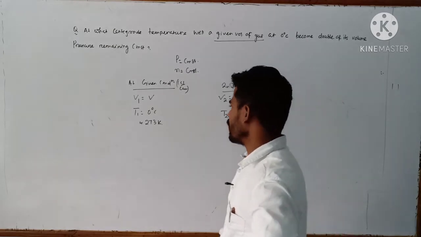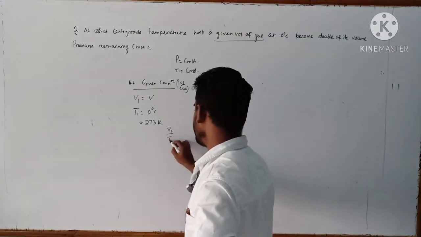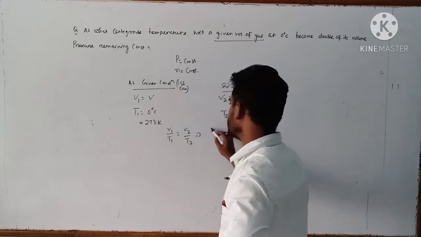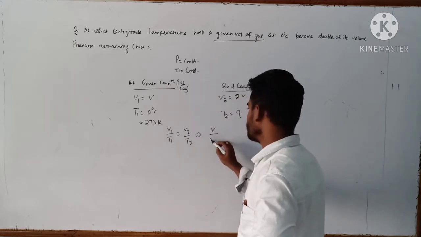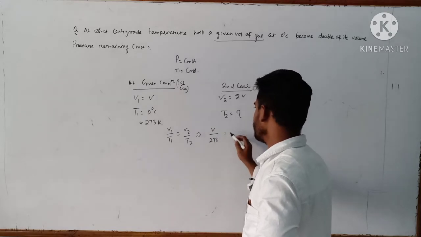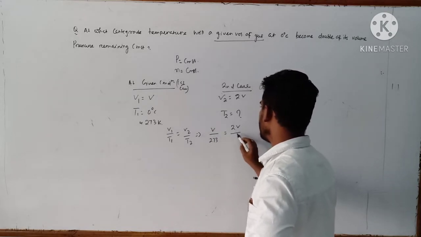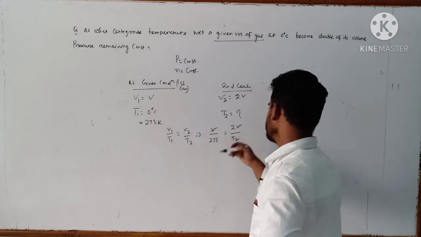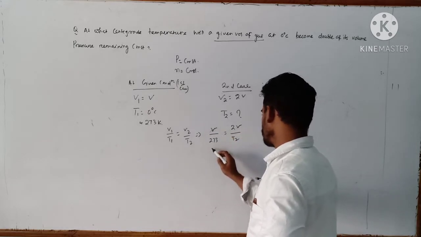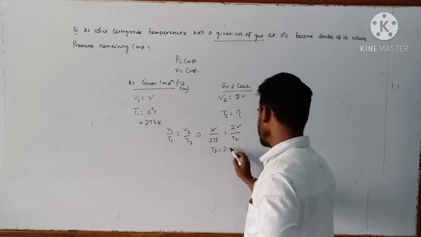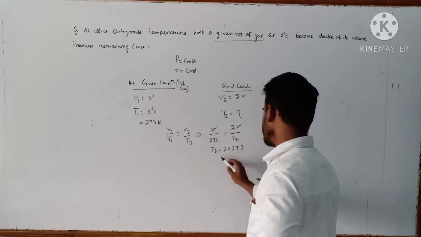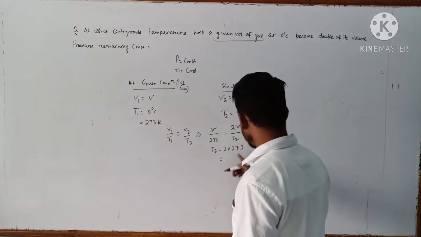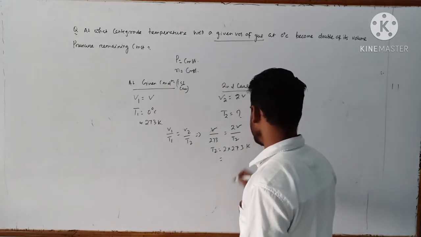It's easy. You can apply the formula V1 by T1 is equal to V2 by T2. That implies V upon T1, that is 273 Kelvin, is equal to V2, that is 2V upon T2. You have to calculate T2. So here this V gets cancelled out. So T2 is equal to 2 into 273. Am I right? So that will be equal to this much Kelvin.